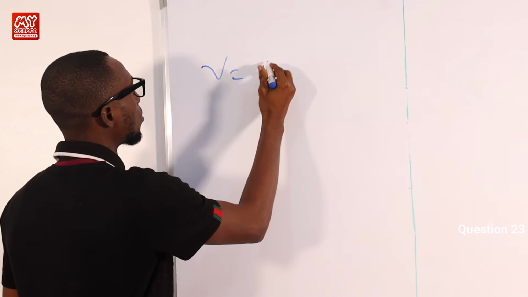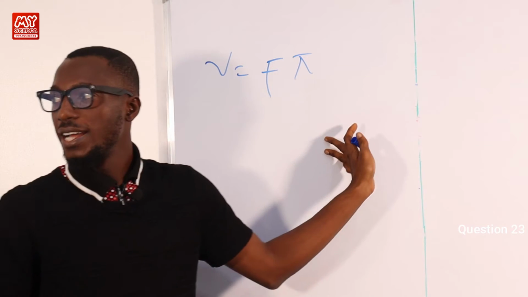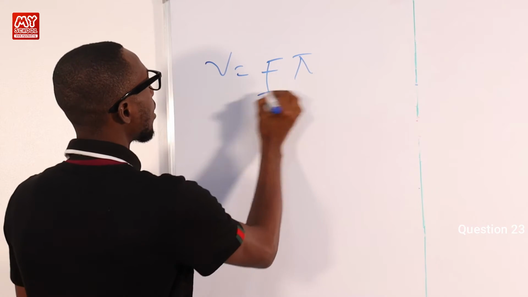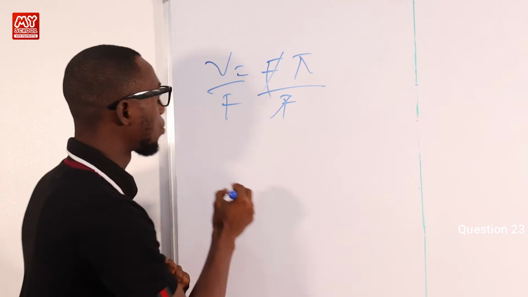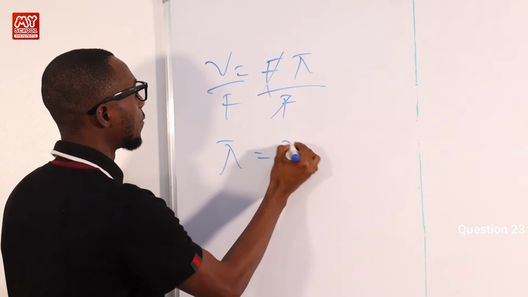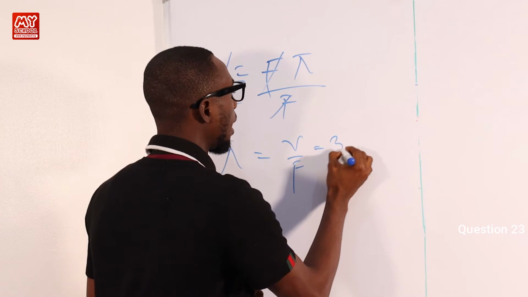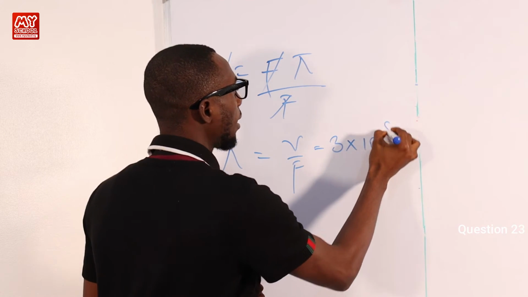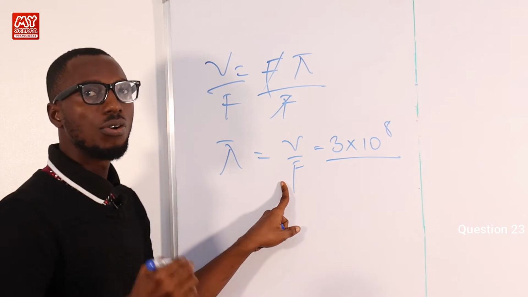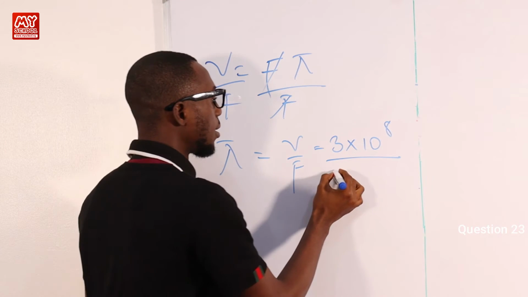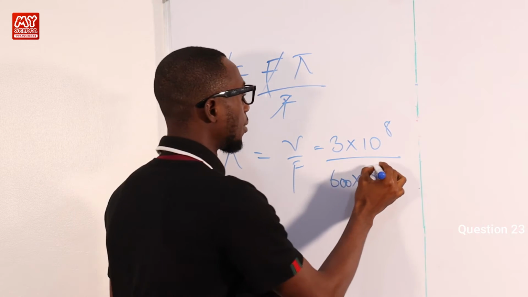So v equals speed times frequency. We are asked to find the wavelength, so that will be divided by f. So we have wavelength equals v over f. We have the speed here as 3 times 10 raised to power 8, over the frequency, which is 600 kilohertz. That will be 600 times 10 raised to power 3, since kilo is 10 raised to power 3.